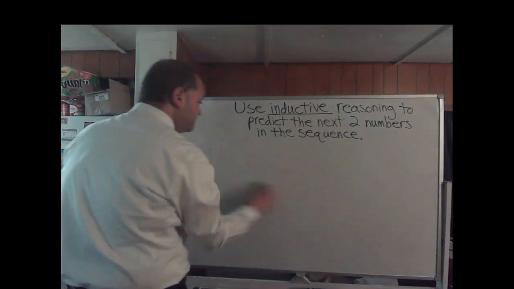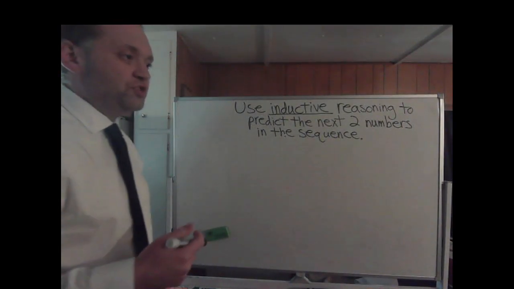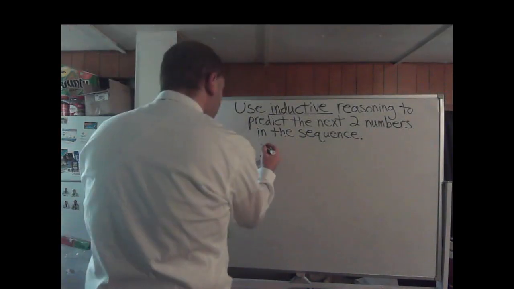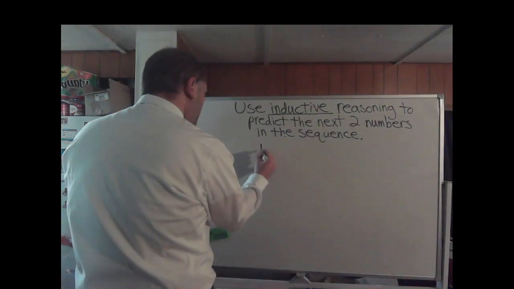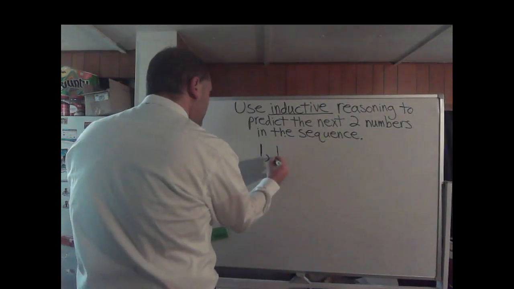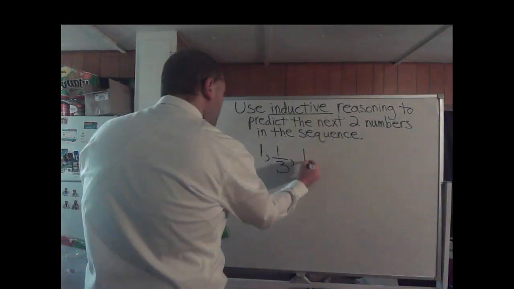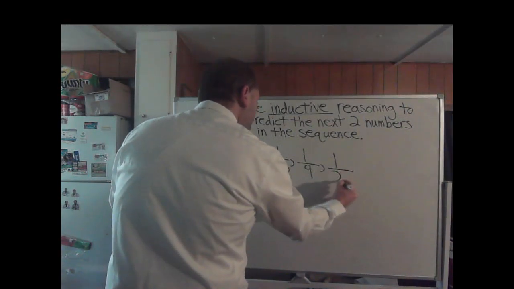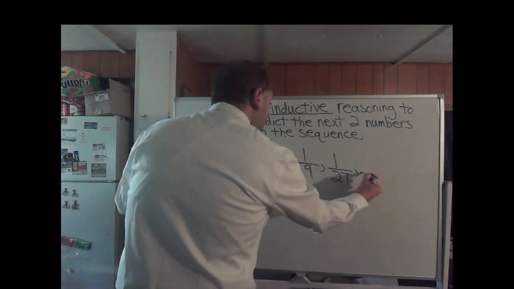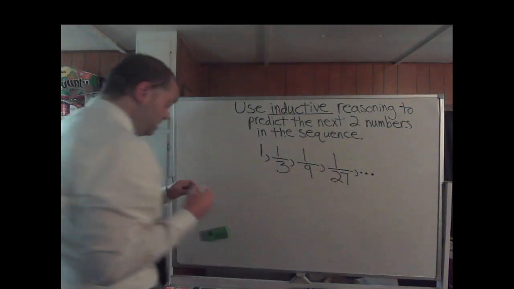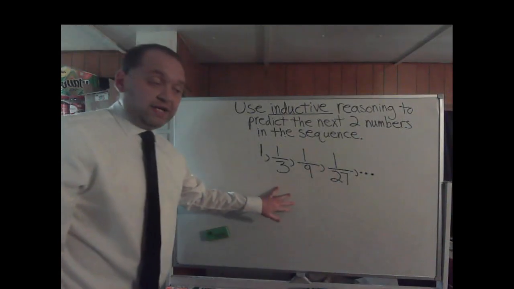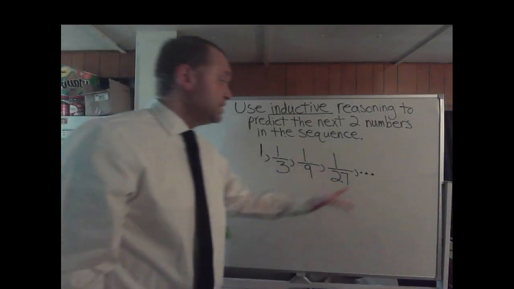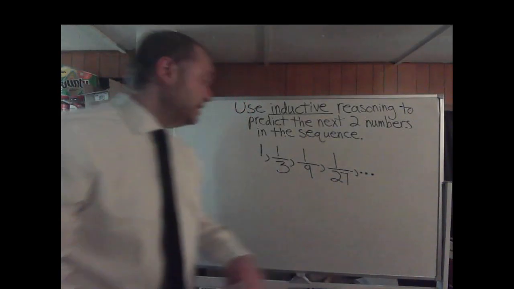And then let's do 3 more number sequences. Not too bad. Okay. We have 1, 1/3, 1/9, 1/27th. And then from there, we don't know. So we're going to use inductive reasoning, in other words past observations, to figure out what the next 2 numbers of the sequence probably are.